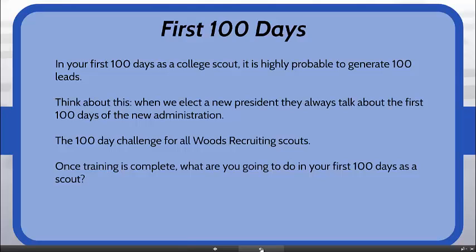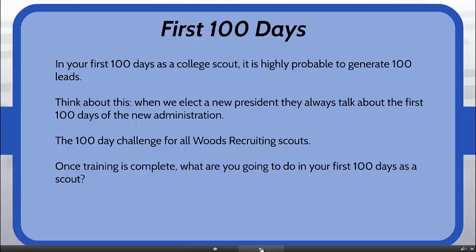Now think about this. When they elect the new president, they always talk about the first 100 days of their administration, who they're going to appoint on their cabinet, all these different things they're going to do in their first 100 days as a president. So your first 100 days as a Woods recruiting scout, what are you going to do? What are you going to try to accomplish?